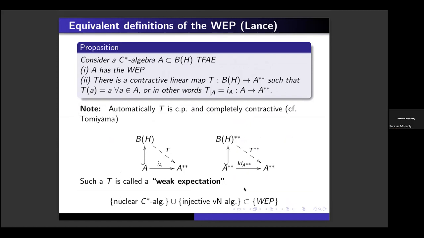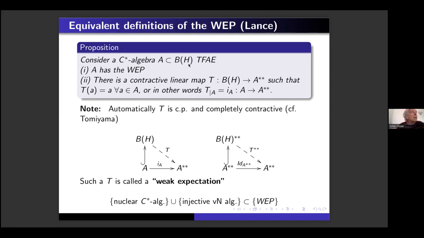Okay. So this second presentation of the weak expectation property, which I formulate as a proposition, is that your C-star algebra A has the weak expectation property, and the A we are looking at is sitting inside B of H as a sub C-star algebra.